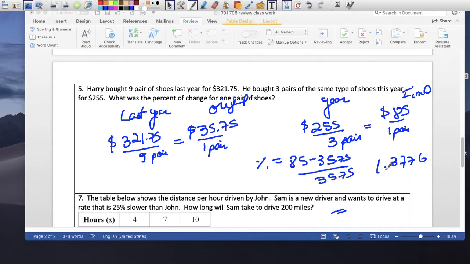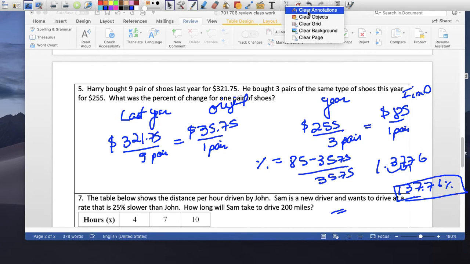I'm just going to write these numbers down. We're going to multiply this by 100, moving the decimal 2 places over. So it's going to give us 137.76%. So there's definitely an increase in price of that much. It went up by 137.76%. Went up a lot.